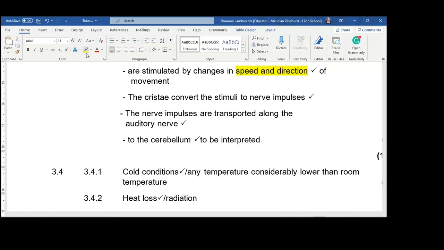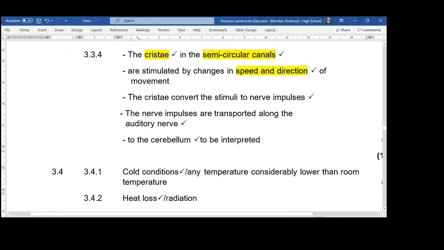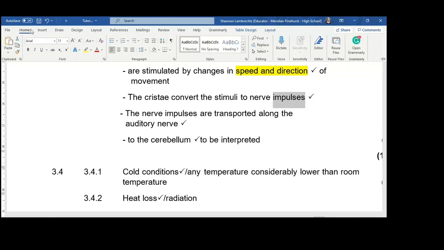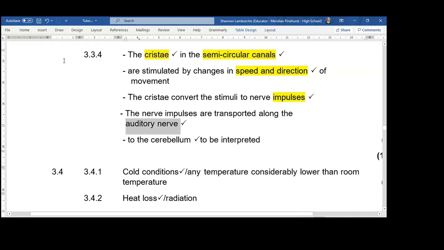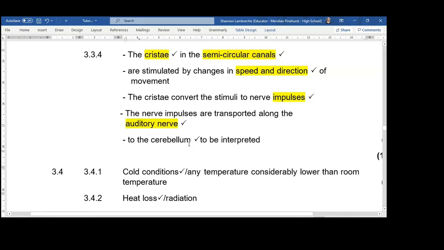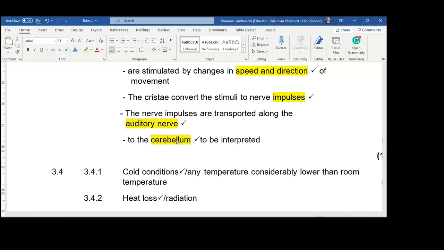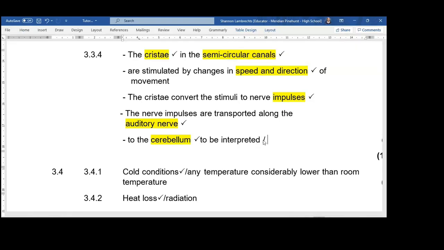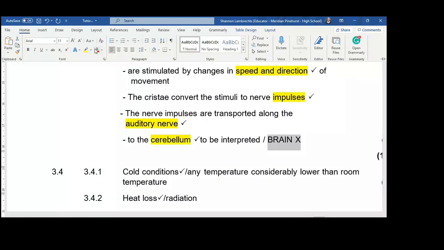Then the crista converts the stimuli into a nerve impulse. We know that the nerve impulse must go to the brain, but it doesn't just jump to the brain. The nerve impulse will be transported along the auditory nerve, and then from the auditory nerve, the nerve impulse will go to the cerebellum. Please write this down somewhere. Do not write the brain. If you said brain here, that's going to be incorrect, because you have to say it goes to the cerebellum.